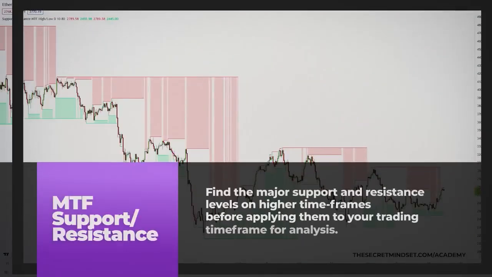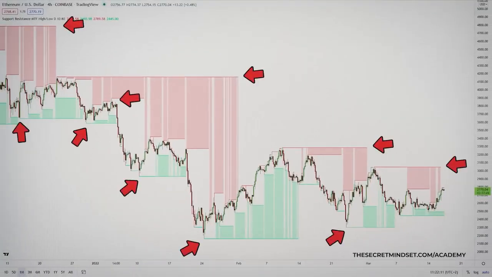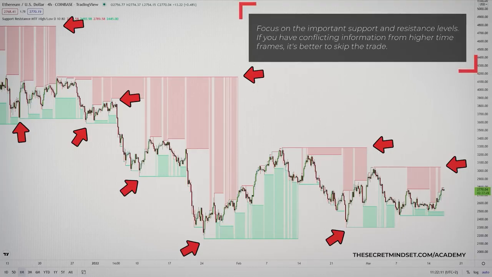To focus on major support and resistance levels, you can find them on higher time frames before applying them to your trading time frame for analysis. For instance, you can note down the support and resistance levels from the daily chart, then plot them on the hourly one to find trading opportunities. This method keeps you focused on the important support and resistance levels. If you have conflicting information from higher time frames, you might want to skip the trade.